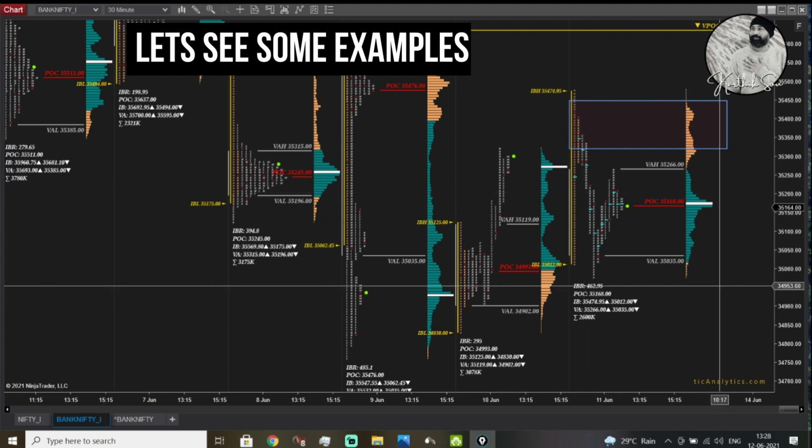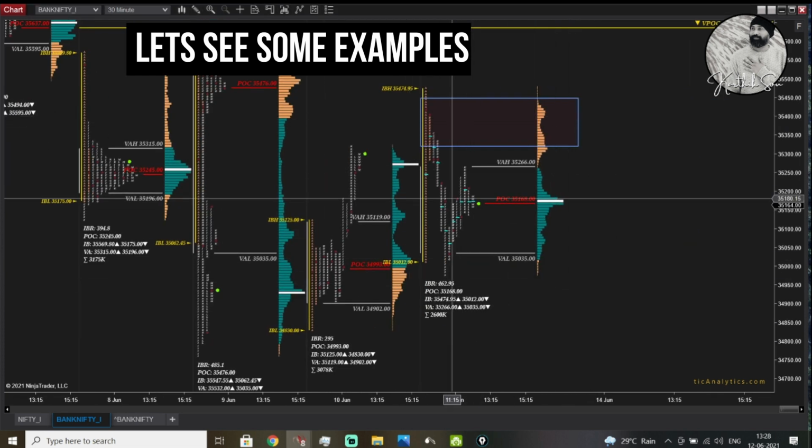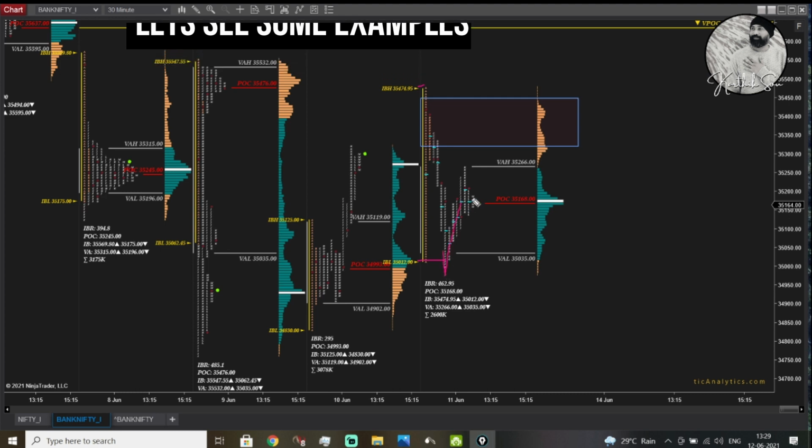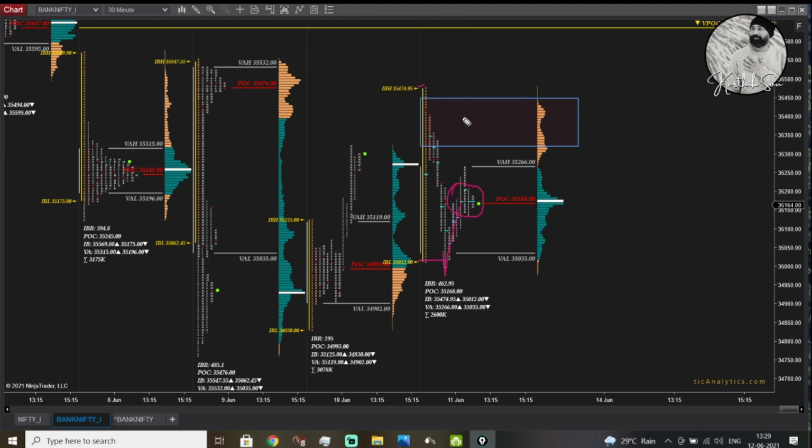What is this day? By seeing this, you can say this is IB. Price went down and came inside and closed. Once the OTF players came in, they tried to push the price down and they failed to move the price below the open auction zone. It came back and closed here, which is a normal day.